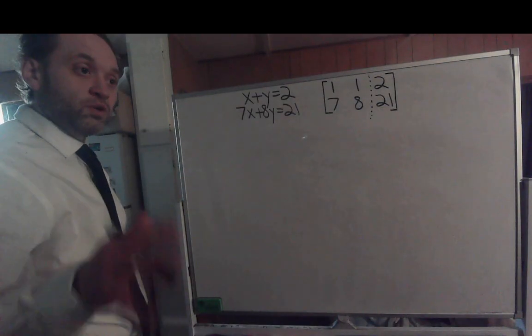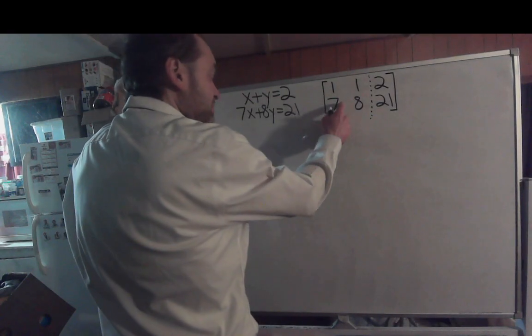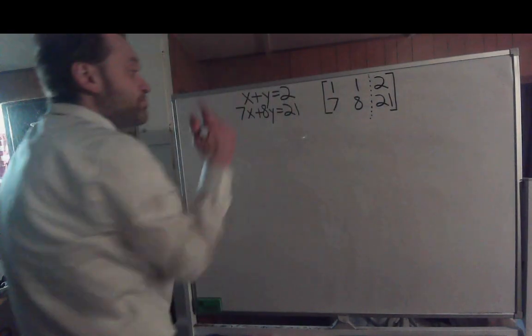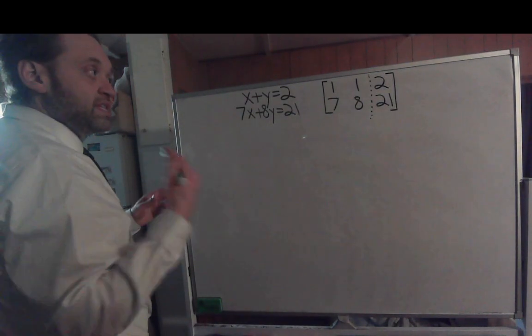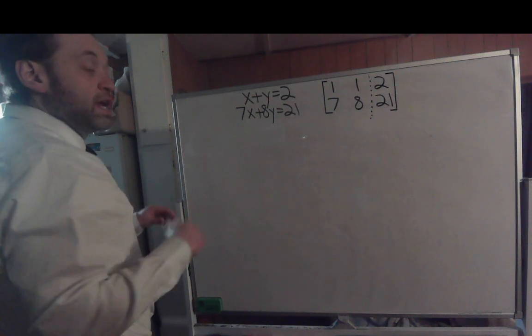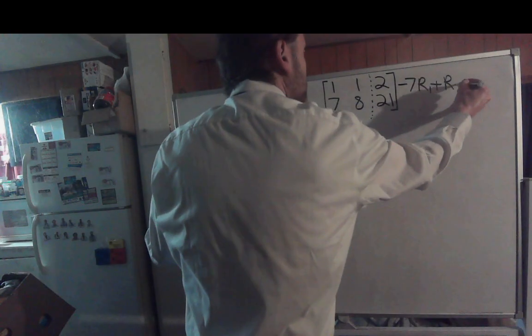But first thing you want to do is go ahead and get rid of that 7. You need to turn that 7 into a 0 in the second row. That needs to become 0. So in order to do that, we're going to take -7 times row 1, plus we're going to add that to row 2.